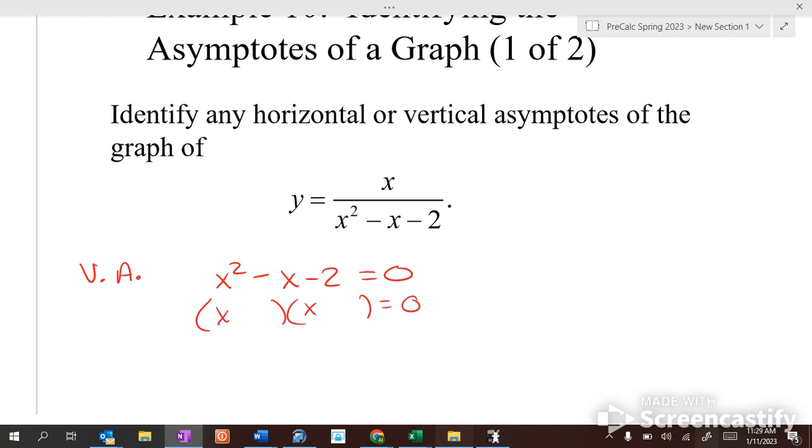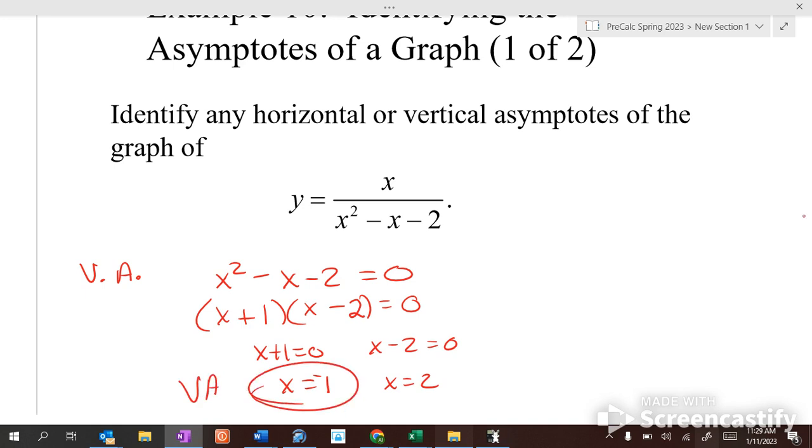So we get x and x, plus and minus, what and what? How's that factor? 1 and 2. So x plus 1 equals 0, x minus 2 equals 0, x equals negative 1, and x equals a positive 2. So you have vertical asymptotes at both x equals negative 1 and x equals positive 2.